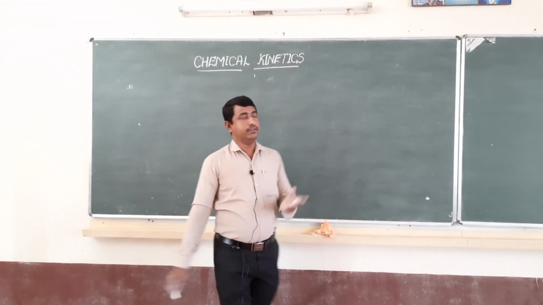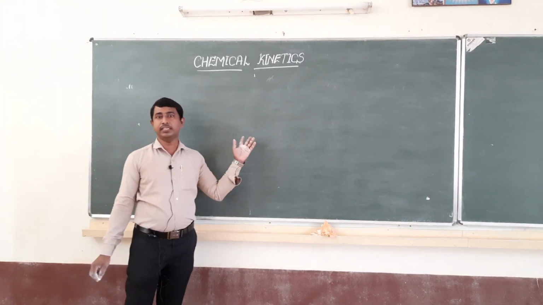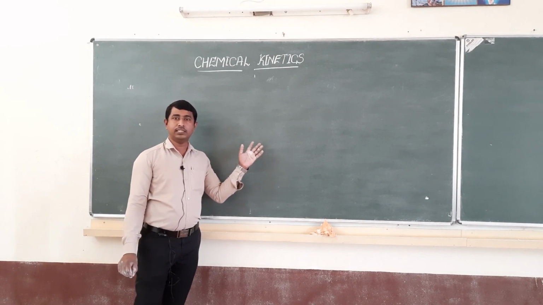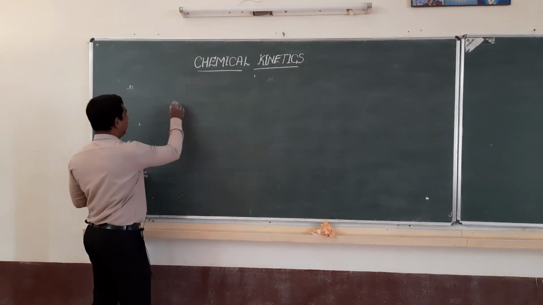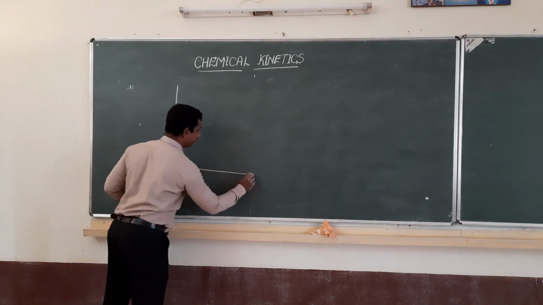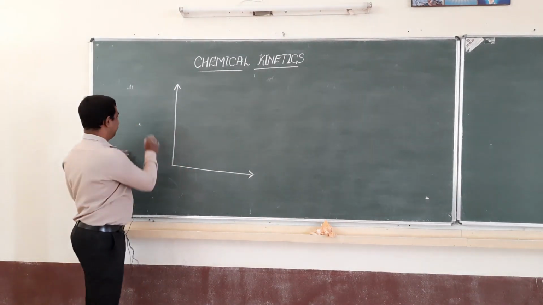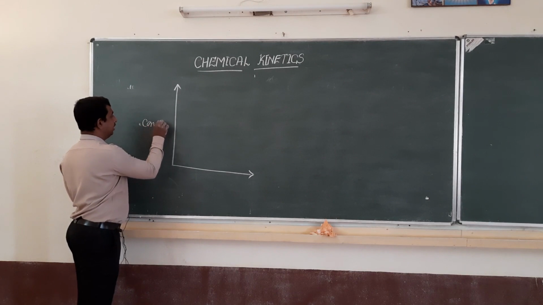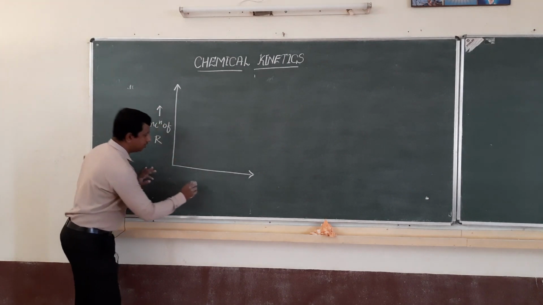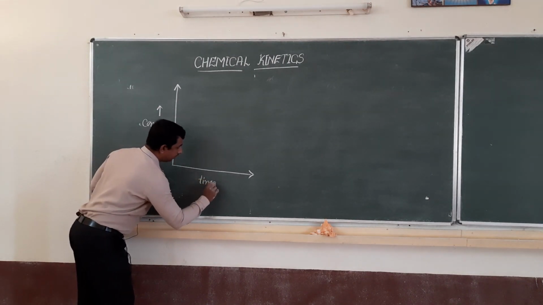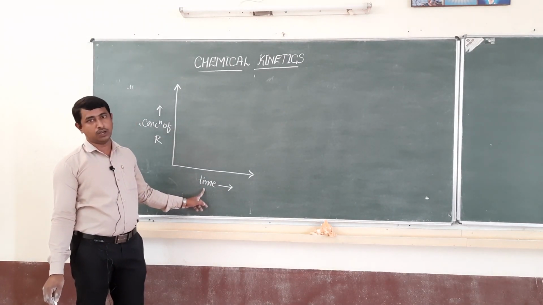Now let us explain the graphical representation of rate. The rate of the reaction with respect to reactant and with respect to product can be shown by drawing a graph also. So I will consider a concentration versus time graph. Along the y-axis, I will take the concentration of the reactant. Time is taken along the x-axis.